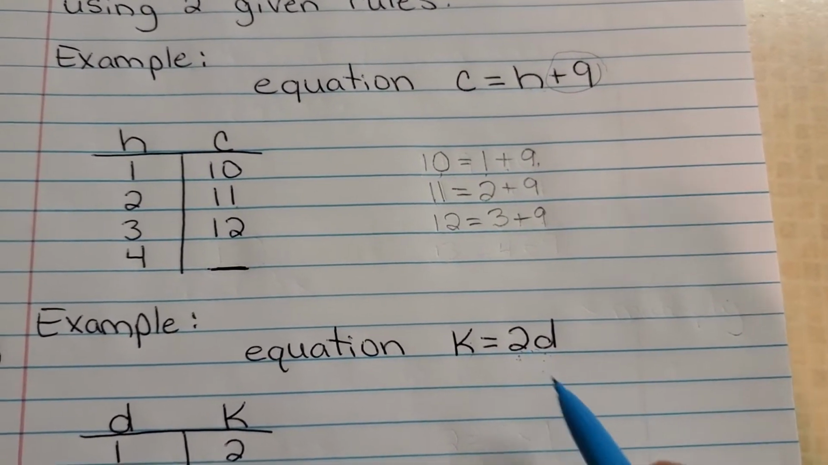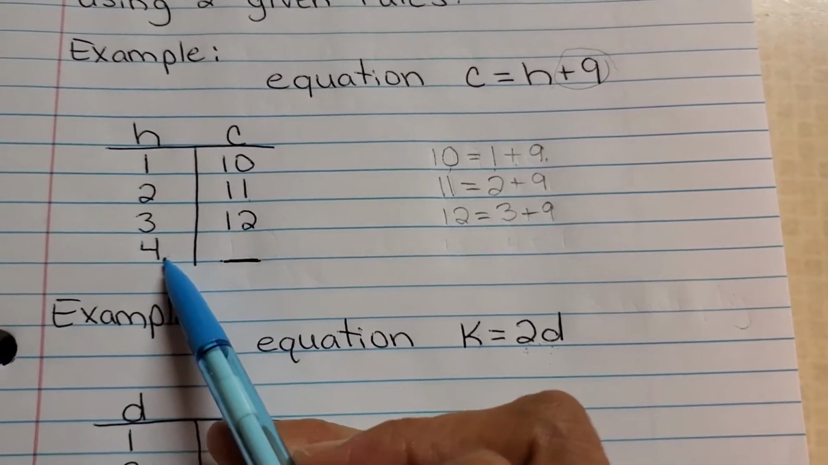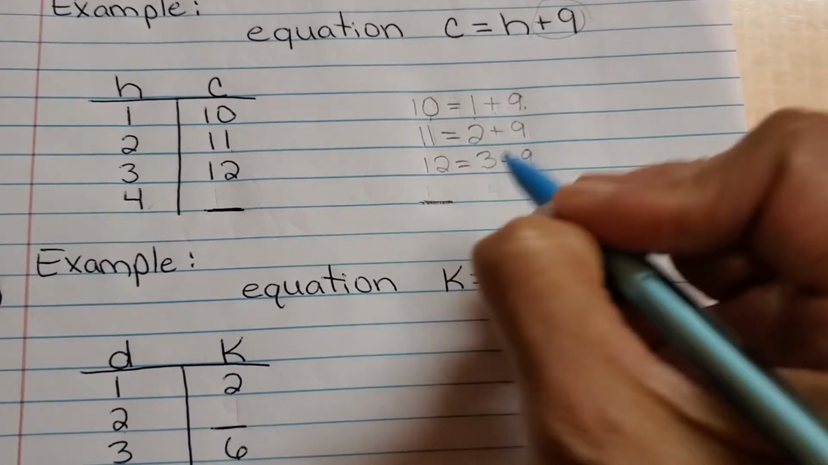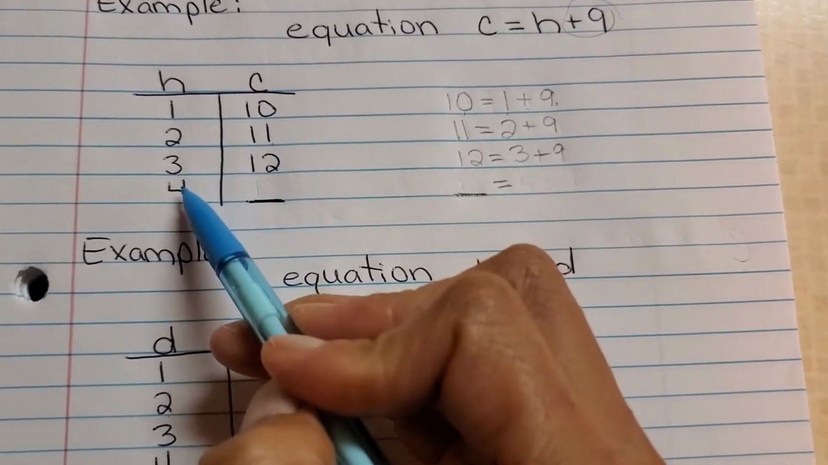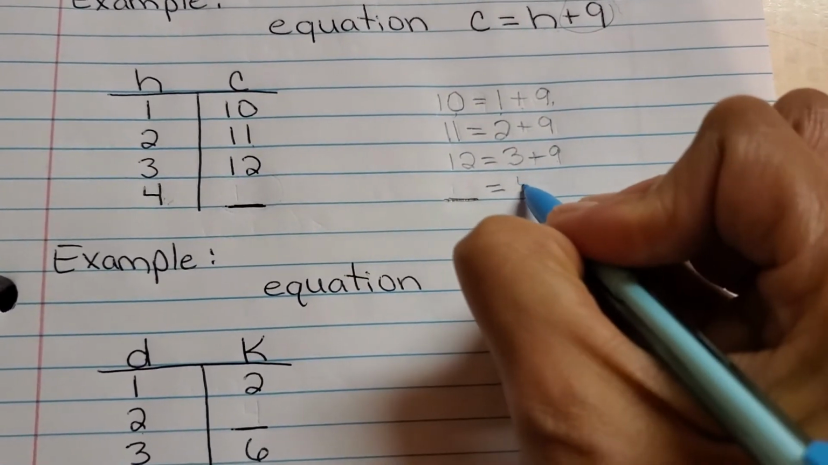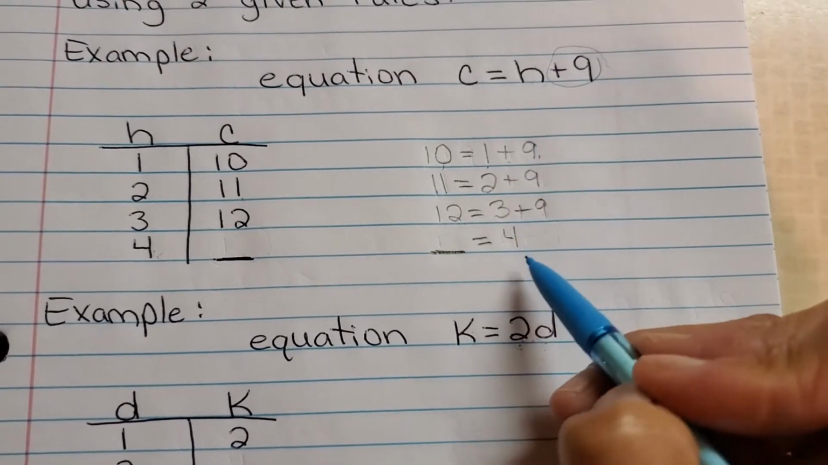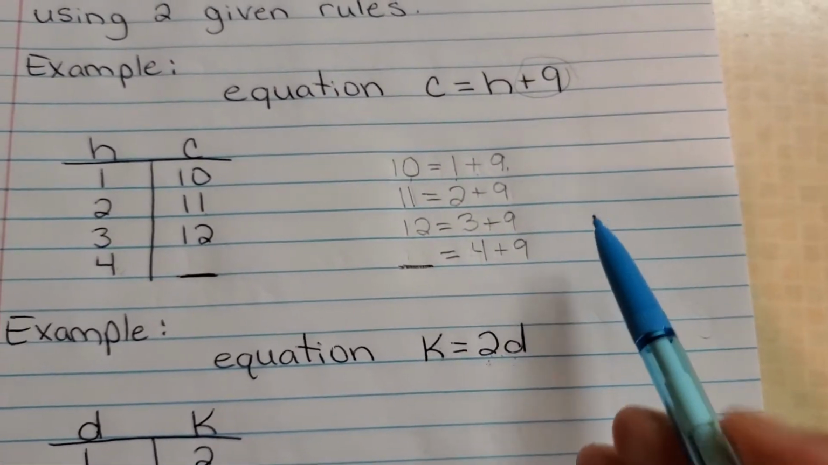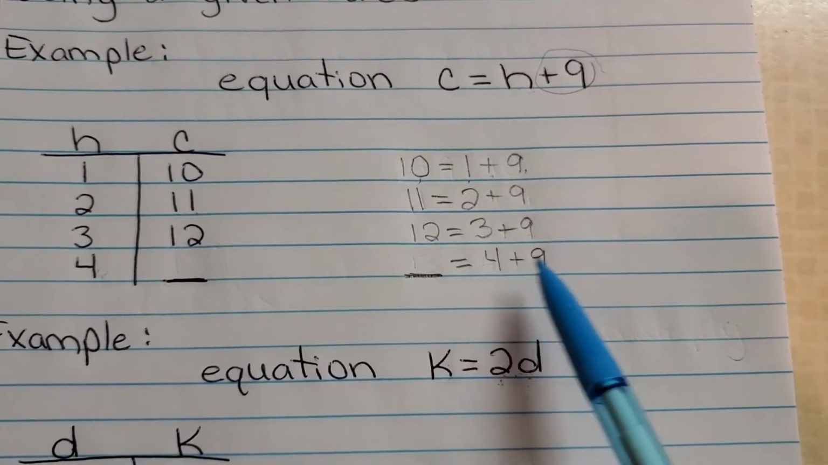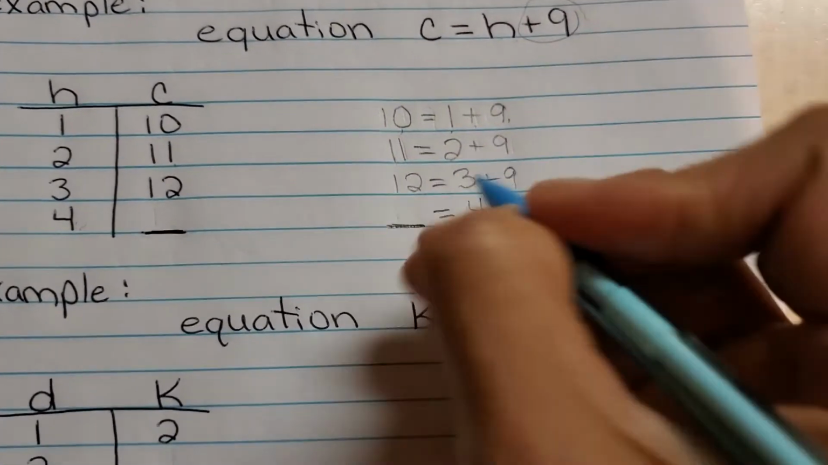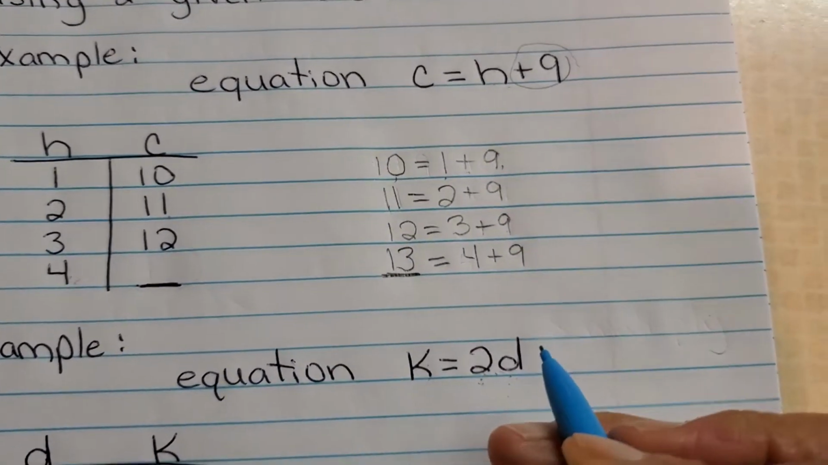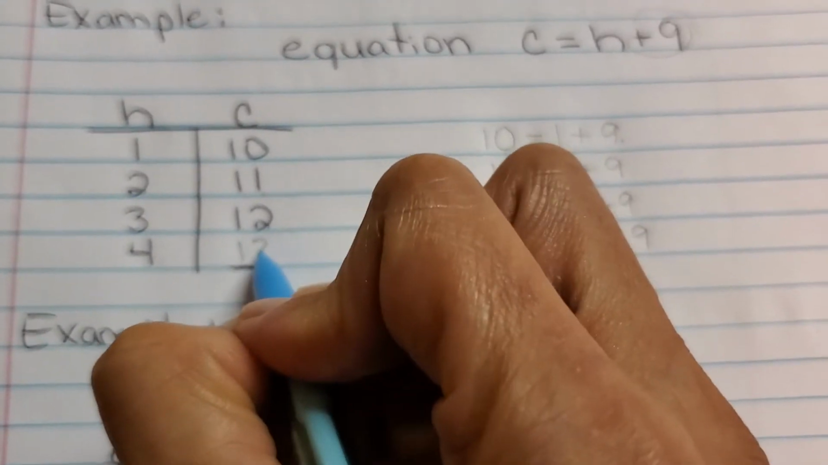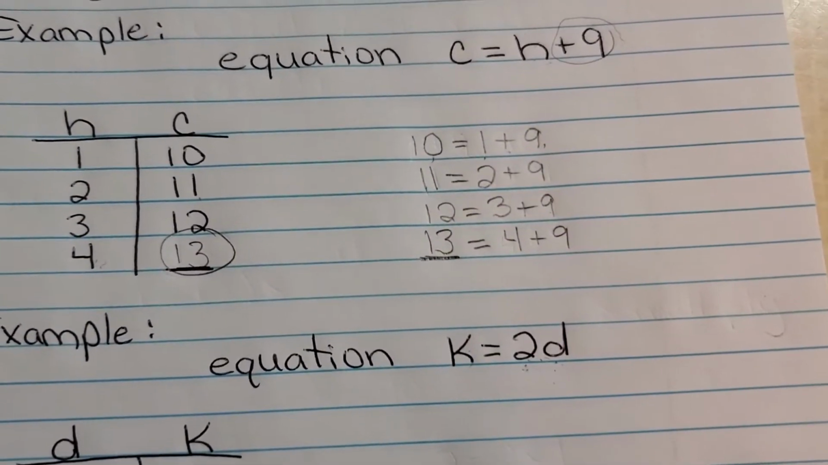So here's the problem that we need to figure out. We know H, but we don't know C. So here is C. Here's your blank. We don't know that. We do know that H is 4. So let's put 4 here because H is 4. And then again, we bring this down, plus 9. So what is 9 plus 4? 9 plus 4 is 13. So we fill in our blank here, 13. And that is your answer.